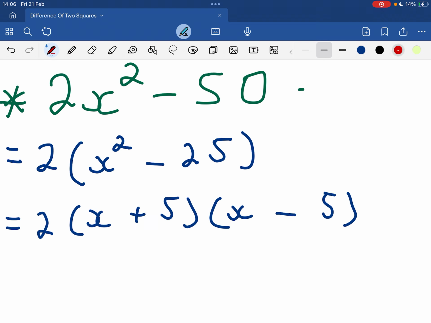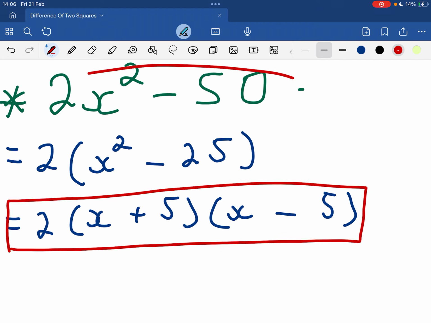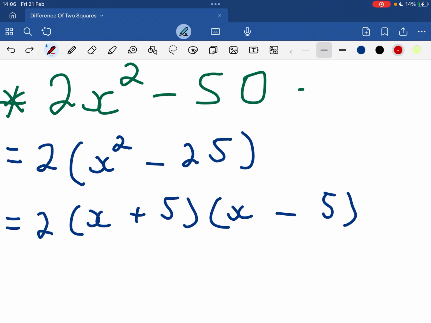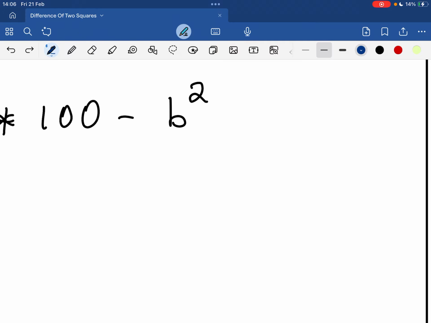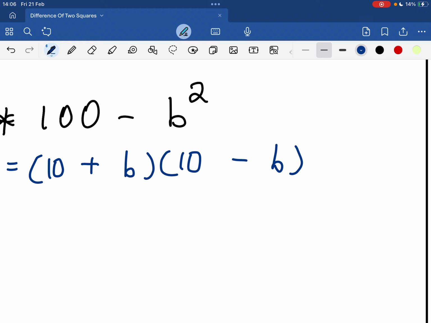Now, if you are very curious, you can try to simplify this and see if you get the question back. Remember, in your test, that's how you can confirm that you factorized correctly. Great. Here's yet another example. 100 minus b squared. These are both perfect squares. The square root of 100 is 10. The square root of b squared is b, plus and a minus.